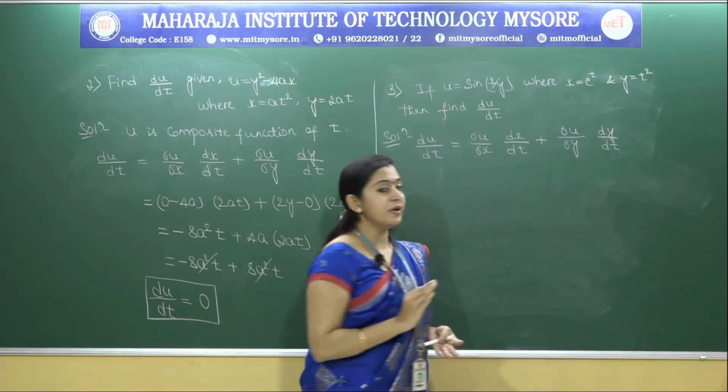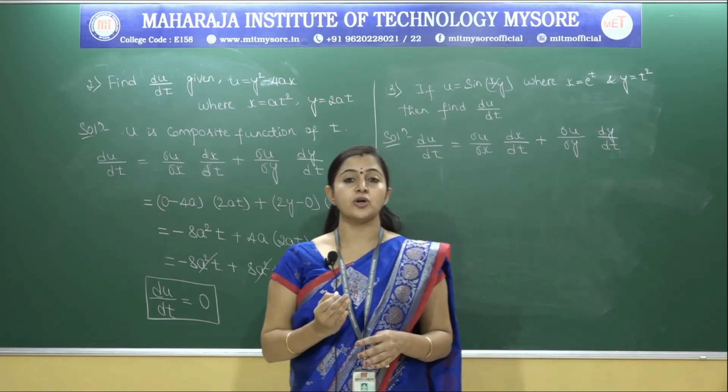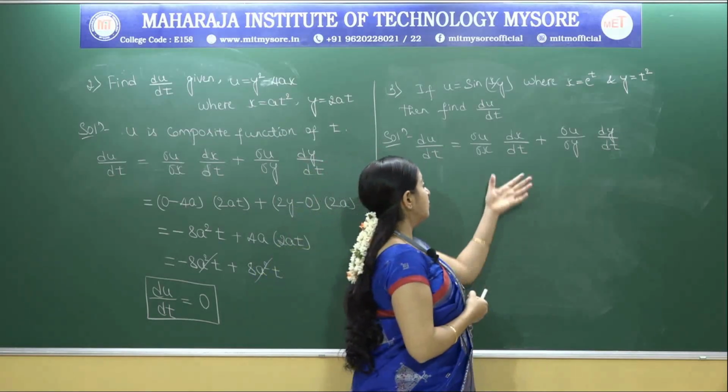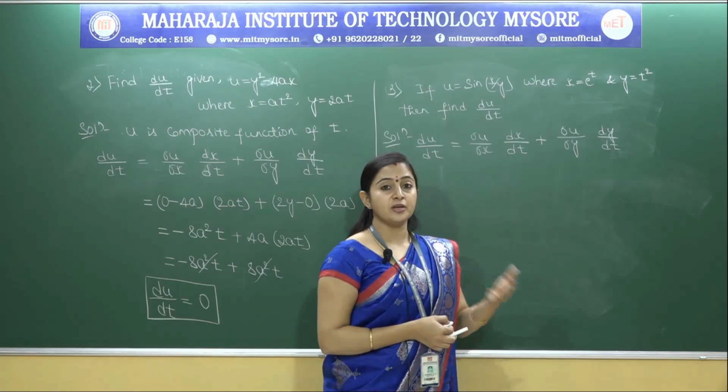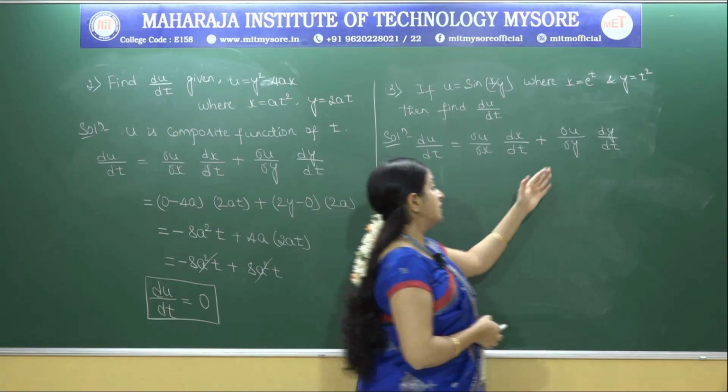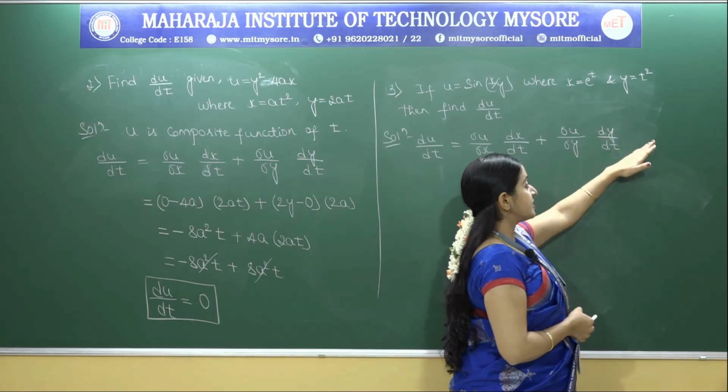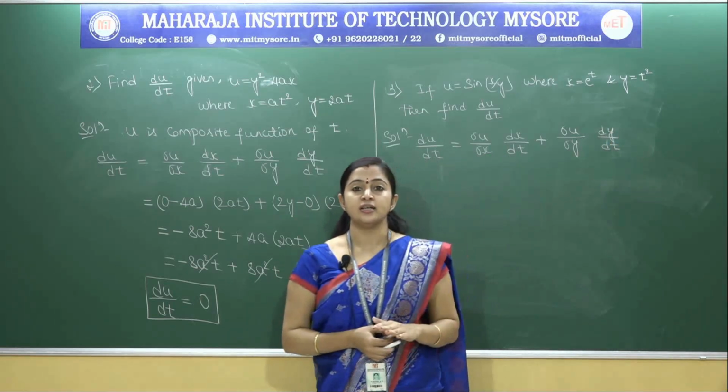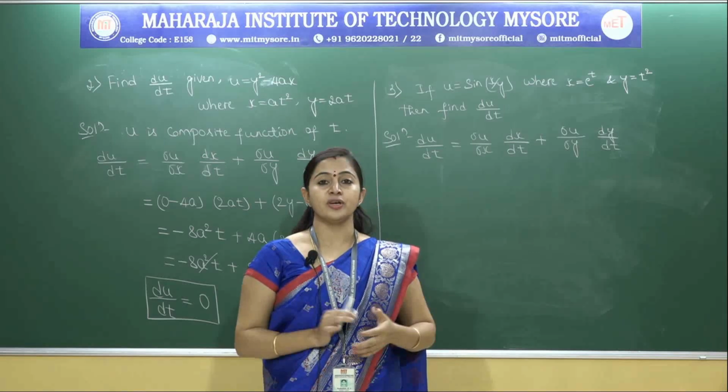And the formula depends on the number of variables. Suppose you have two variables, this formula holds good. Suppose you have three variables x, y, z, then you consider one more term, del u by del z, dz divided by dt. So you have to add terms according to the number of variables.